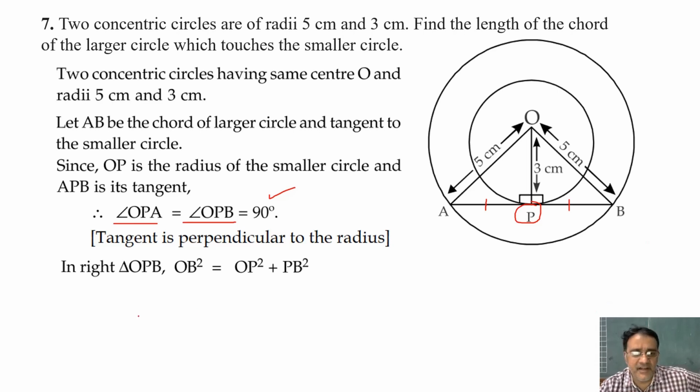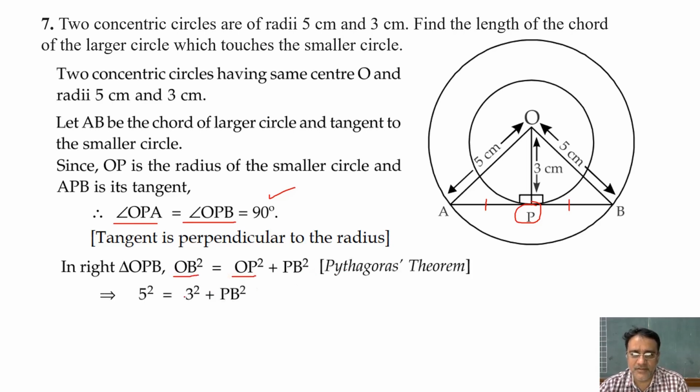So we are taking triangle OPB. By Pythagoras theorem, OB square is equals to OP square plus BP square. So we'll substitute OB as 5, OP as 3. Okay, so 5 square is equals to 3 square plus PB square. We will subtract 9 from 25, or 25 minus 9. So 16 we are getting. So what is the value of PB?